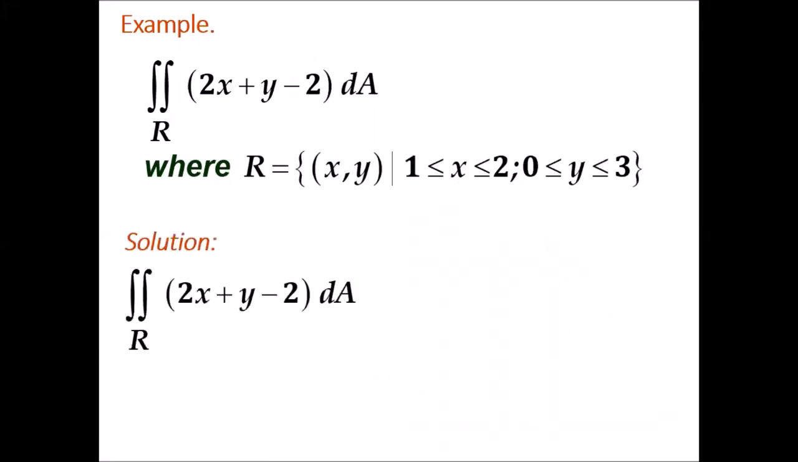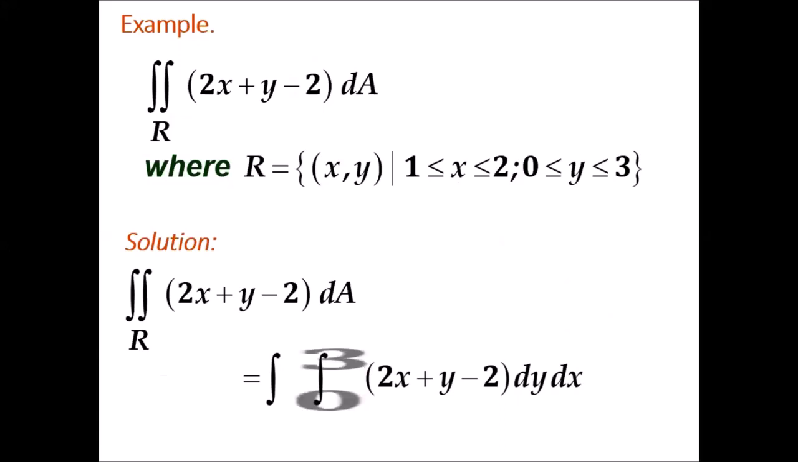So for the solution, if we set dA to be dy dx from the previous slide, we then consider the range of values for the variable y to be the bounds of the innermost integral, that is from 0 to 3. And for the outer integral, we consider the range of values of the variable x to its bounds, that is from 1 to 2. Hence, this will be our iterated integral.